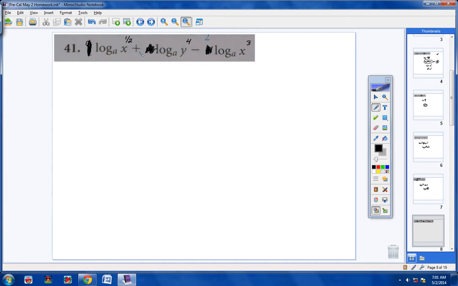And then notice the first two logarithms are being added together, and so let's just do this one logarithm at a time. Okay, so I'm going to take my first two logarithms. They're being added, so I'm going to multiply my arguments. So x to the 1/2 times y to the 4th, okay? And then minus log base a of x cubed.